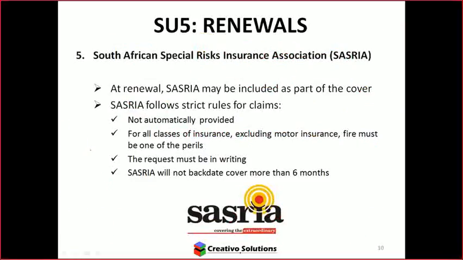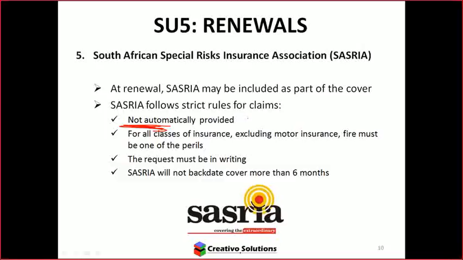Right, and then there's your note about SASRIA. We saw it earlier. Here's the note about it. At renewal, is SASRIA included by default? Yes. No, you have to choose it, sorry. It's not automatically provided. It's something you specifically need to include as part of the policy. And it's for other policies as well. So for example, are you guys in a complex or are you guys a freestanding house?